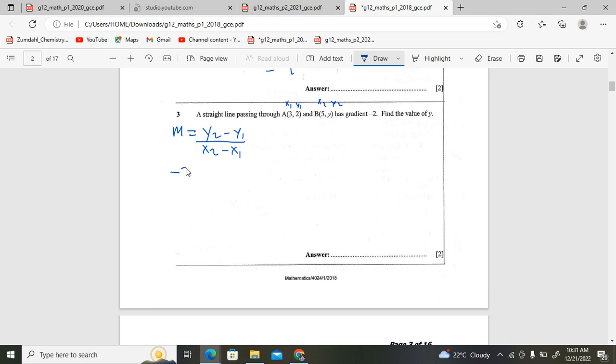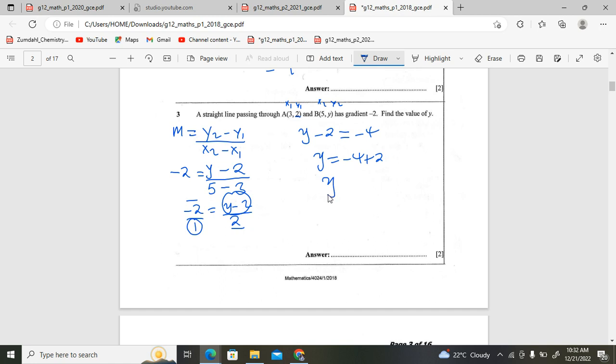Now the gradient they've given us is negative 2. This will be equal to y2. We can see that y2 we don't know, that is y. Minus y1, y1 is here, which is a 2, divided by x2, x2 is 5, minus x1, that is a 3. This will be negative 2 is equal to y minus 2 divided by 5 minus 3 is 2. So I cross multiply. We're going to have y minus 2 being equal to, so this is over 1. Right? If we multiply this one with what's on top, it will just be y minus 2. Then 2 times negative 2, that will be negative 4. We'll now take negative 2 the other side, it becomes positive 2. So y is going to be negative 4 plus 2 is negative 2.